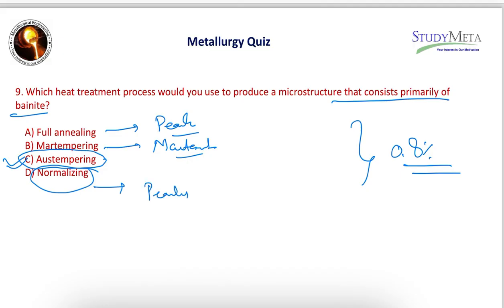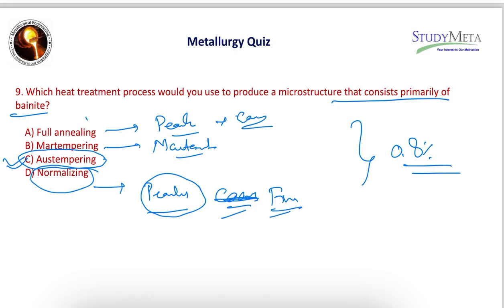So now the question comes, what is the difference between full annealing and normalizing? Normalizing will give us the fine pearlite, and full annealing will provide us the coarse pearlite. Here the correct answer is austempering, which will provide a microstructure which consists primarily of bainite.